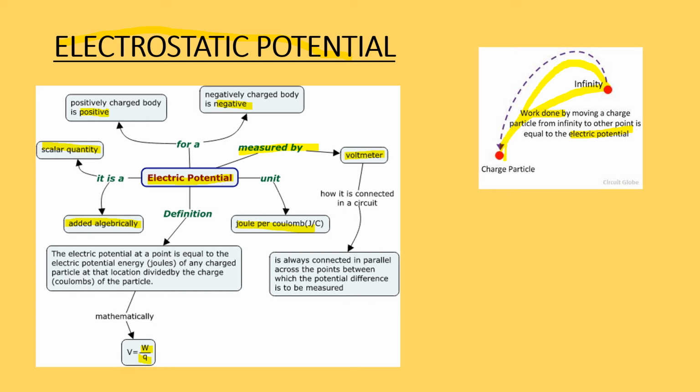Electric potential is measured by a voltmeter, and a voltmeter is always connected in parallel with a circuit. What is the meaning of this parallel? We will find out in the upcoming slides. Generally, in a circuit, there are two types of connections: series connection and parallel connection. We will find out later on, but this is a very important question. It generally comes in board examinations: how is a voltmeter connected in an electrical circuit? How is an ammeter connected in an electrical circuit?